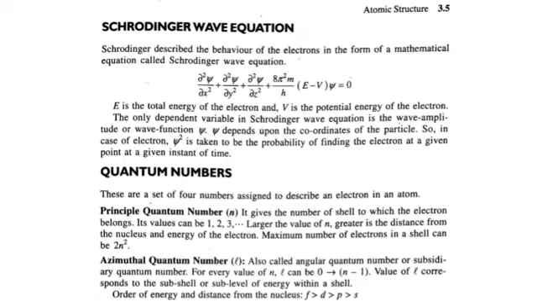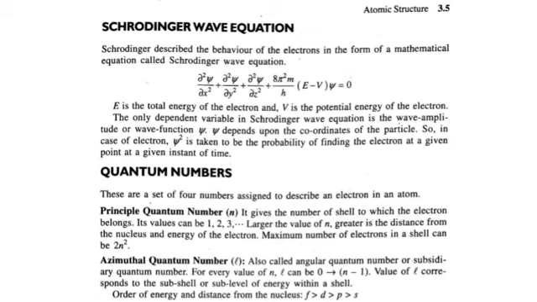Let me talk about the Schrödinger wave equation. Schrödinger described the behavior of electrons in the form of a mathematical equation called the Schrödinger wave equation: d square psi by dx square plus d square psi by dy square plus d square psi by dz square plus 8 pi square m by h square into E minus V psi is equal to 0. E is the total energy of the electron, V is the potential energy of the electron.